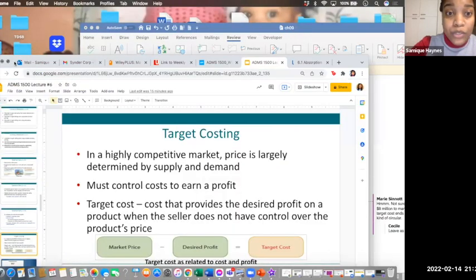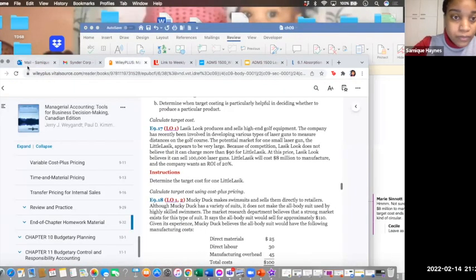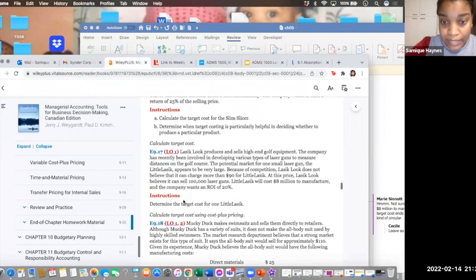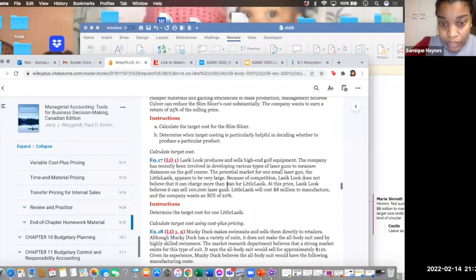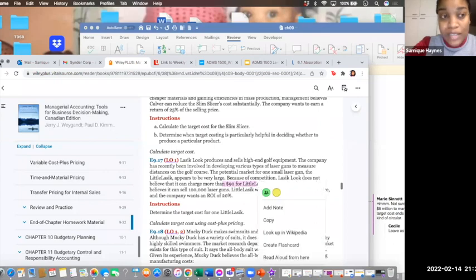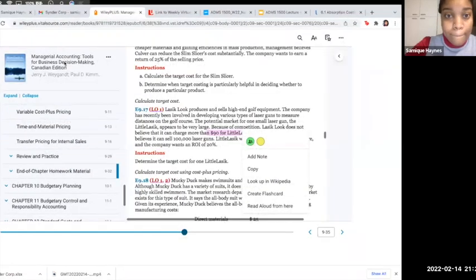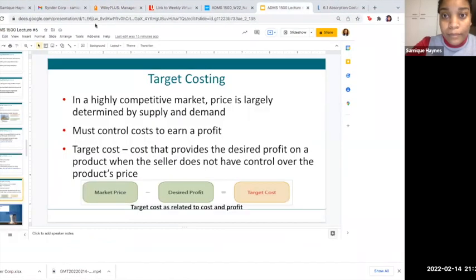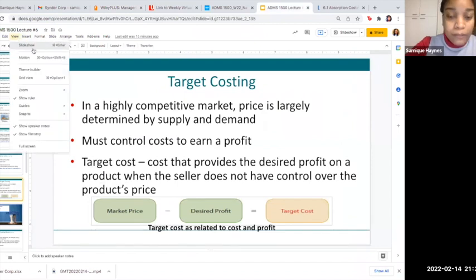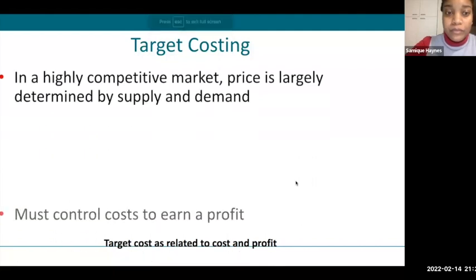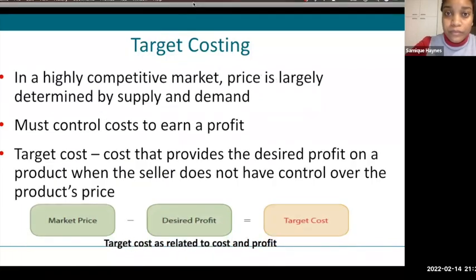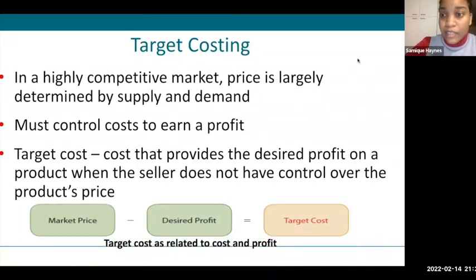$90 was a selling price, so that wasn't the question. So it says here that $90 is how much we can charge. So that's the selling price. Does that help? Is that clear? Okay, perfect, good. Let's move on.